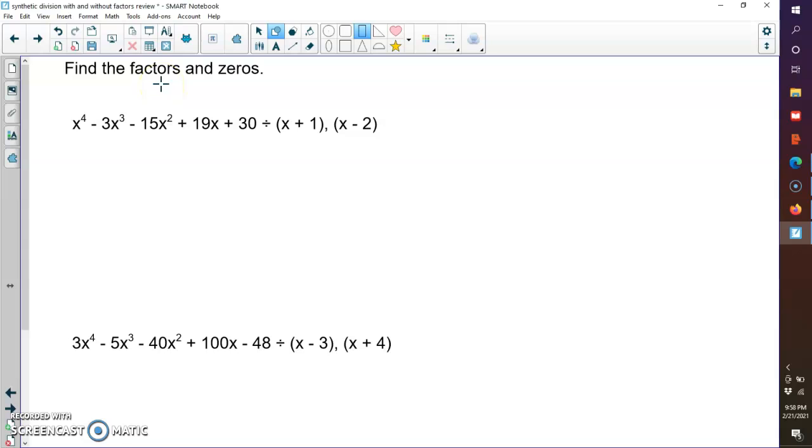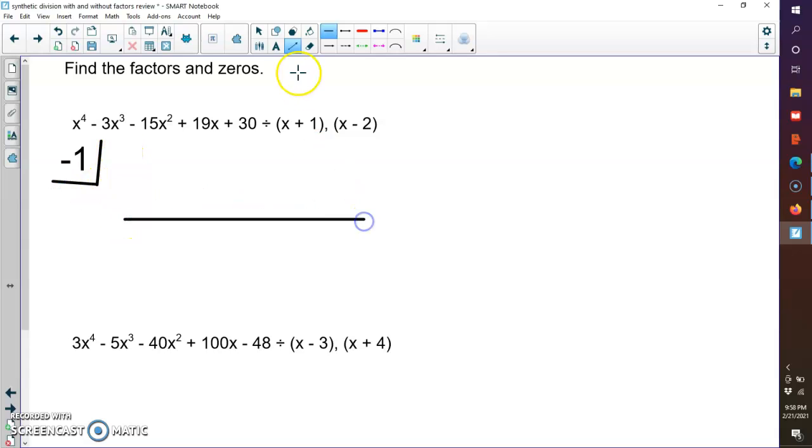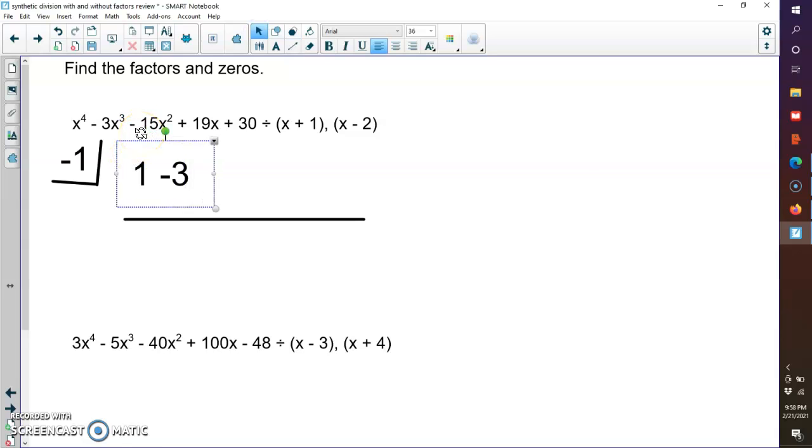Now the other type of problem I can give you when we're using the synthetic division with factors is if it's an x to the 4th problem, which means I'm going to give you 2 factors, which essentially means we're going to do our synthetic division twice. So -1 makes that first parenthesis equal to 0. I'm going to draw my box here, and then I'm going to draw my line, which is going to be a little longer because 1 extra coefficient. 1, -3, -15, 19, and 30 are my coefficients.